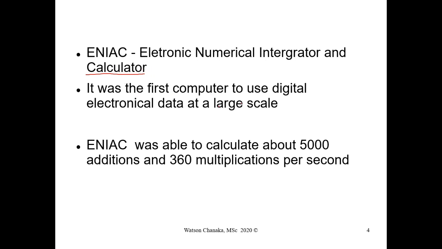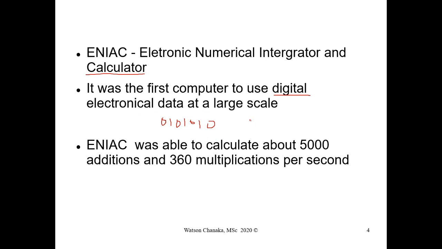So it was the first computer to use digital electronic data at a large scale. It means there were other calculators, but those calculators were not exactly electronic. Now we have a word which is called digital. When you're talking about digital data, we are talking of zeros and ones, which are called binary digits. There is no computer which understands text, for example, like this. It only understands zeros and ones, which you call binary digits.